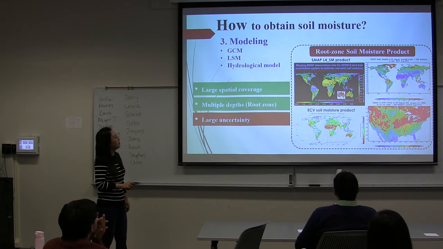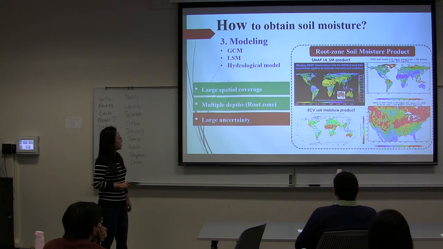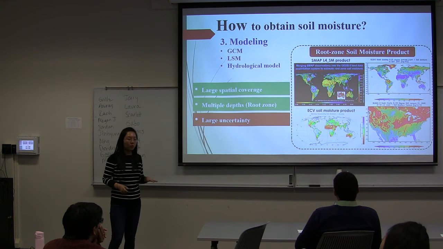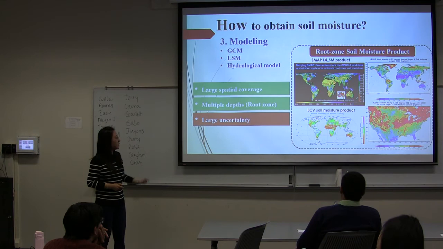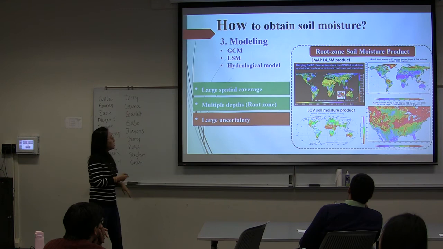But it has a very strong weak point, that it has large uncertainty, because the model is not a direct measurement of soil moisture. It is running from the model, so it uses multiple data sources as the input data, and the input data sources have their own uncertainty and errors, and these errors may aggregate as the final results come out. So this is the feature of the third measurement.